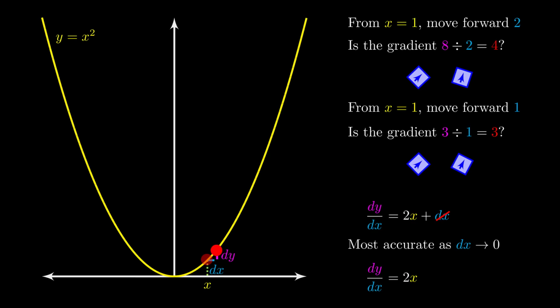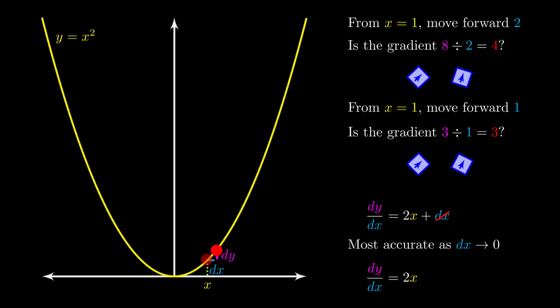But what we're thinking about is what happens when that positive number gets closer and closer and closer to 0. That's what we're thinking about. And what we find is that dy dx, that gradient value, gets closer and closer to 2x. And so we say that gradient is equal to 2x.